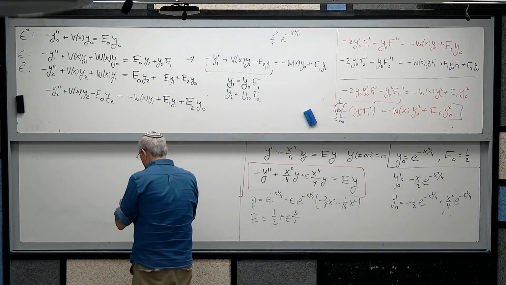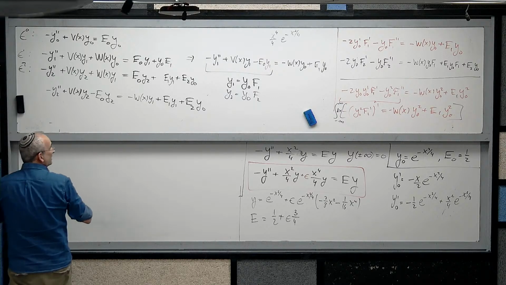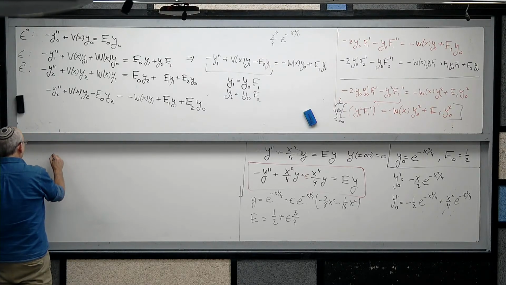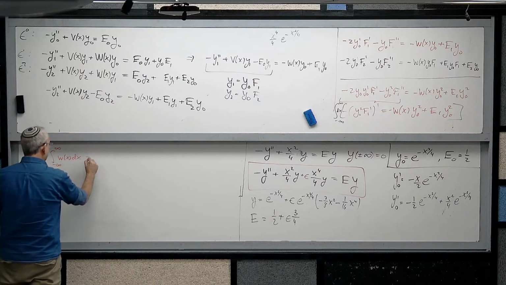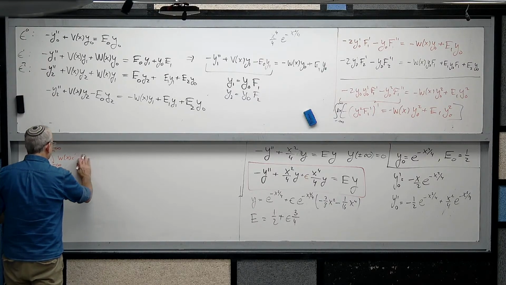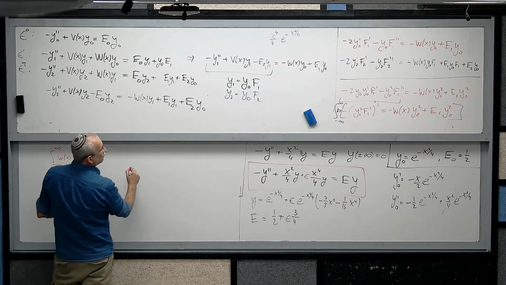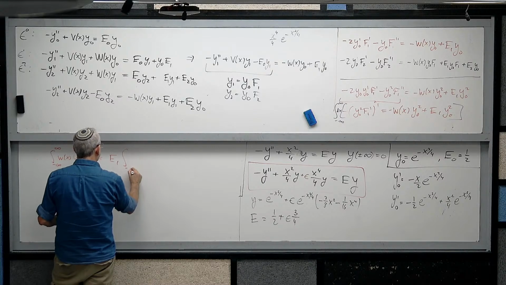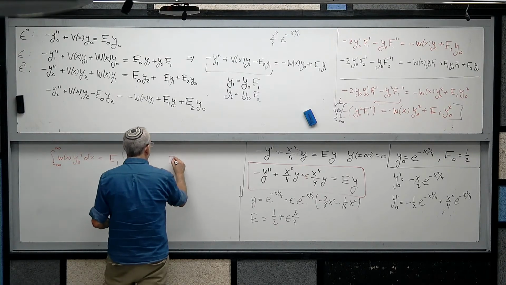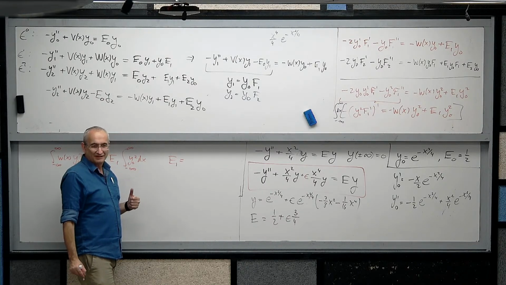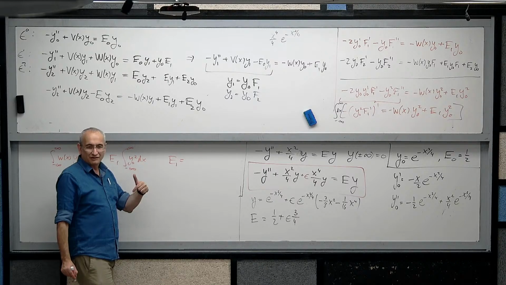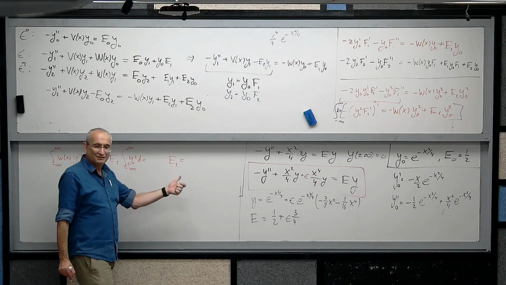So what we have obtained, after integration from minus infinity to infinity, is the integral from minus infinity to infinity of w of x y naught squared dx equal to e1 times the integral from minus infinity to infinity of y naught squared dx, and so we find e1. If you remember the quantum mechanics that you have learned, you first find the energy and then you find the wave function. And with this, you go to the next step. So this is what we did here.